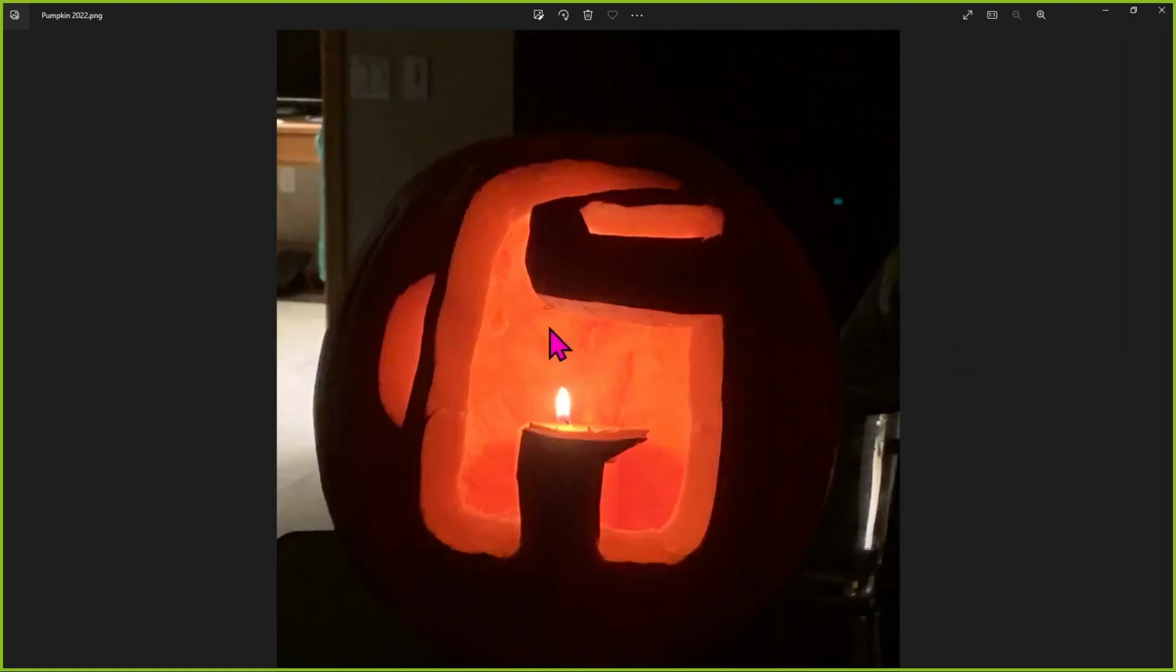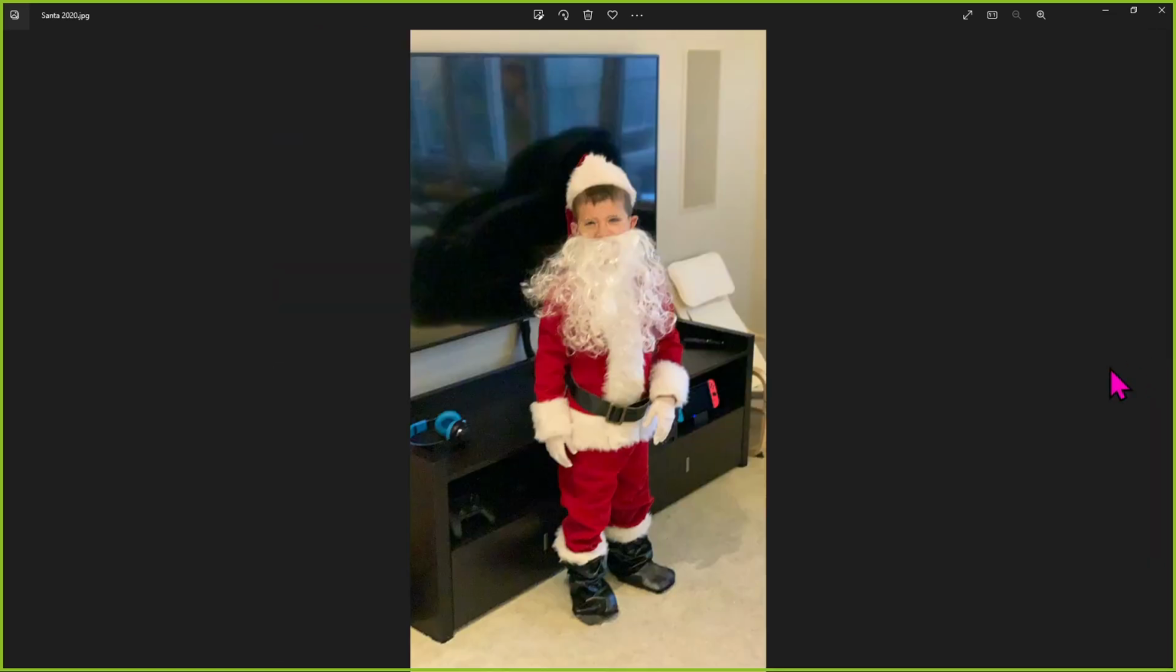We also have some pictures from Halloween past I wanted to show. So this is our pumpkin. Jonathan made this, so props to him for figuring out how to make an Among Us pumpkin. This is my favorite Halloween ever. Huey was Santa Claus when he was 5 years old for Halloween, and this is the cutest thing ever. This was the pandemic year that he didn't get to go trick-or-treating in 2020, but he got to dress up and walk around his school playground and get candy and stuff.